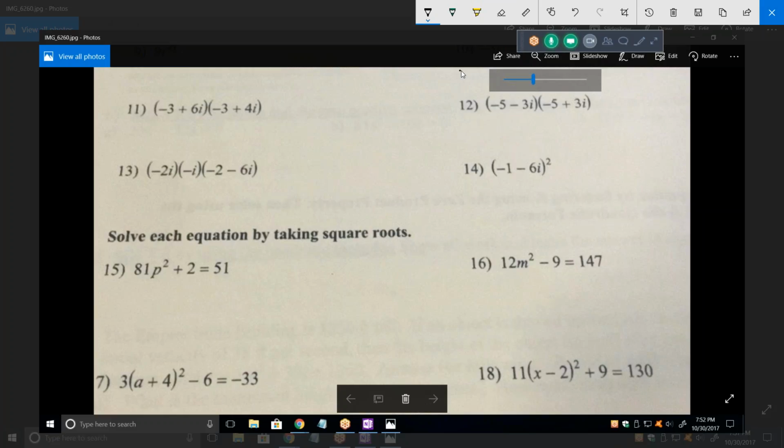Okay. So 13 is a little different because we have three things. When you have three things that you're multiplying, multiply that by that, and take your result and multiply it by that. That's how you do it.